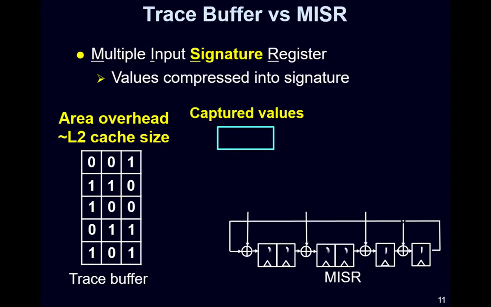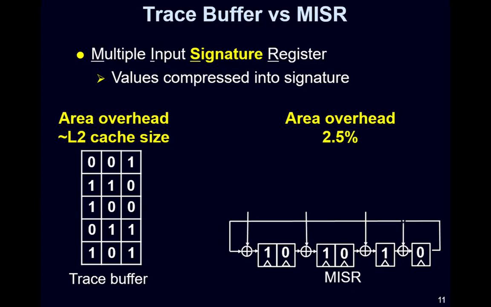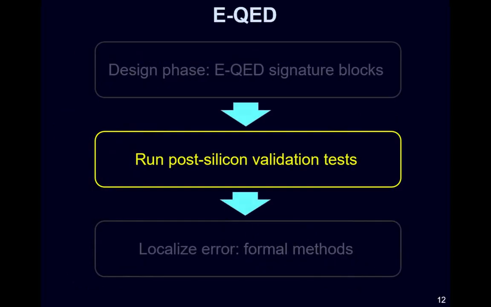In comparison, what we chose to use instead was a MISR, or a multiple input signature register. What a MISR does is compress the values into a fixed length signature that it captures. As a result, when we actually use the MISRs to perform the localization I'm about to demonstrate, our area overhead was only 2.5%, which was significantly smaller than what it would have required with trace buffers.